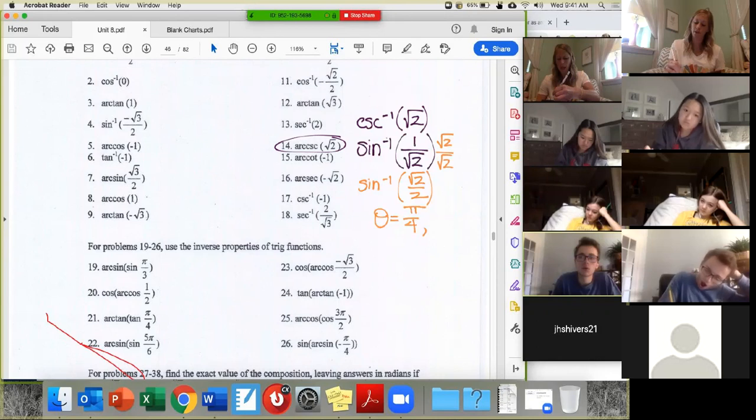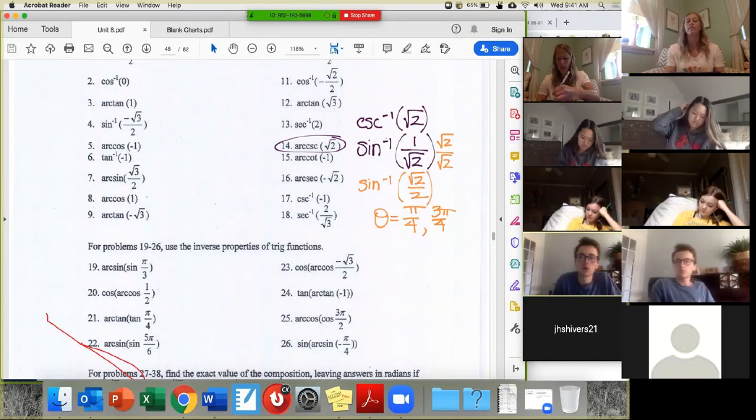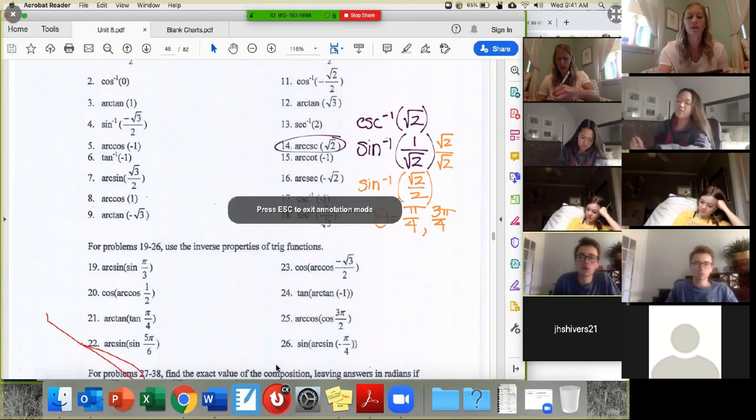3 pi over 4 in quadrant 2. Yeah? So that one had a multi-part process just to get that. Sometimes you're going to have to work through a few of those steps to get something accurate. Take a look real quick at 19 through 26. These are multi-part questions.